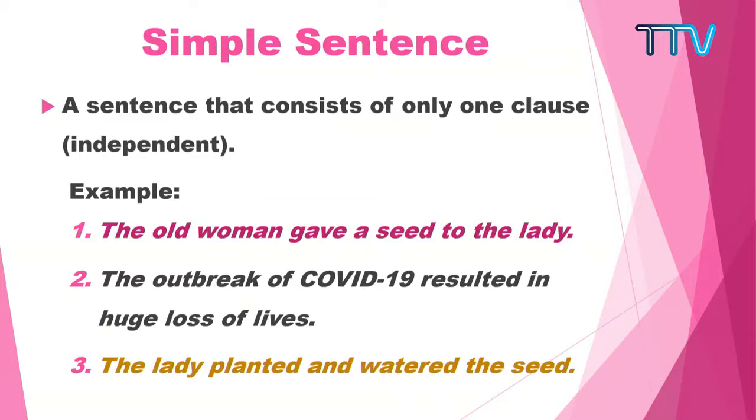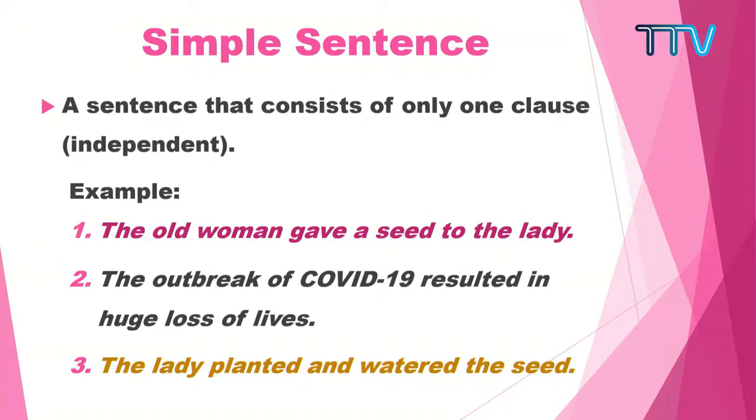Okay, I just want you to look at the sentences carefully. The old woman gave a seat to the lady. In the first sentence, the subject is one, right? A singular subject, an old woman, and there's a verb, gave a seat to the lady. And in the second sentence, the outbreak of COVID-19, again this is one action, right? A singular subject, resulted in huge loss of lives. So in both sentences, the tense used is past tense. We learned about verb tenses yesterday. The old woman gave a seat to the lady. The outbreak of COVID-19 resulted in huge loss of lives.